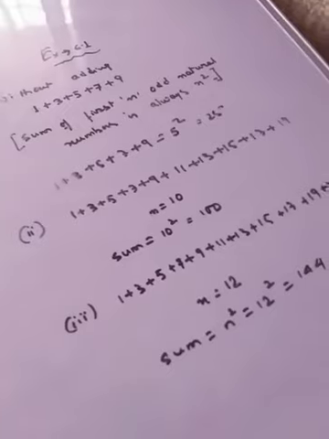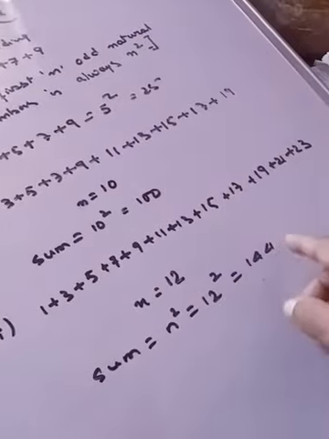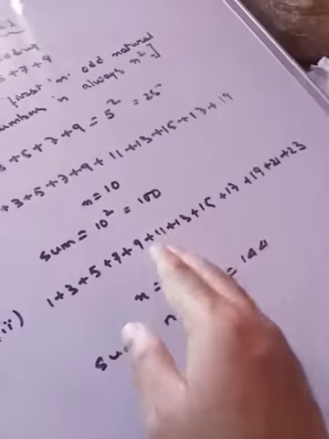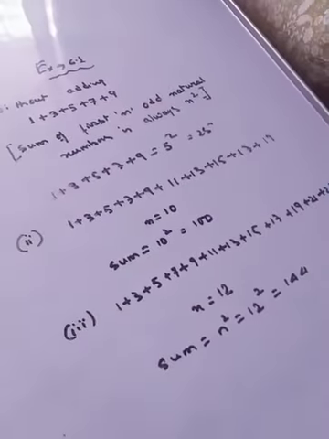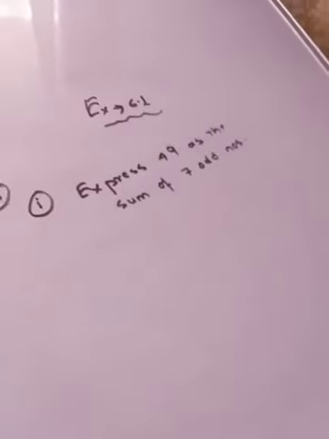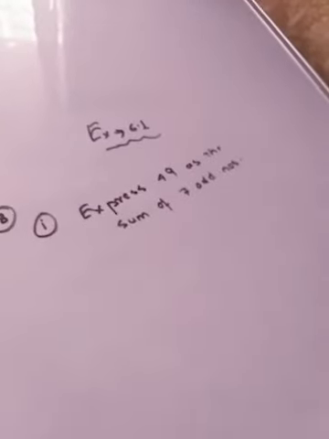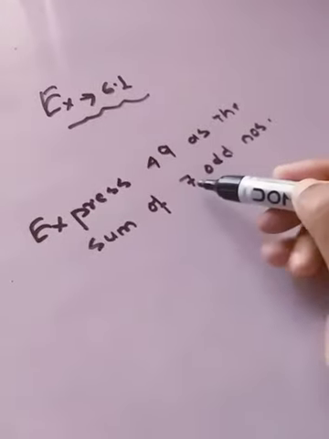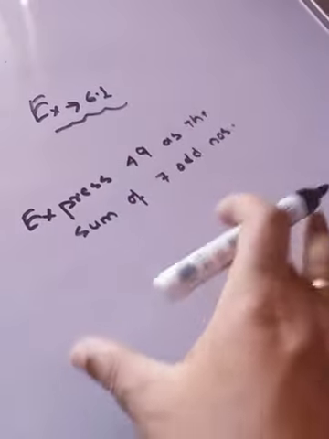Okay, now let's move on to sum number 8. Number 8 is just the opposite of this. A number would be given and you have to express it as the sum of odd numbers. Okay, let's see. Now the first sum of question number 8: express 49 as a sum of 7 odd numbers. So what is the value of n? N is 7. So we have to write 7 consecutive odd numbers.